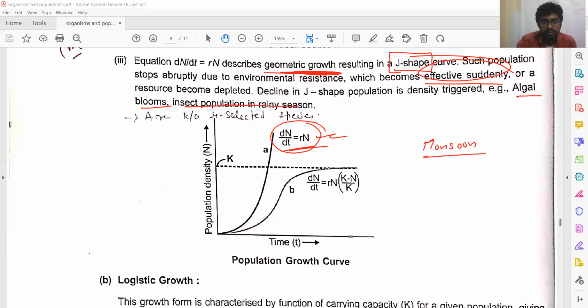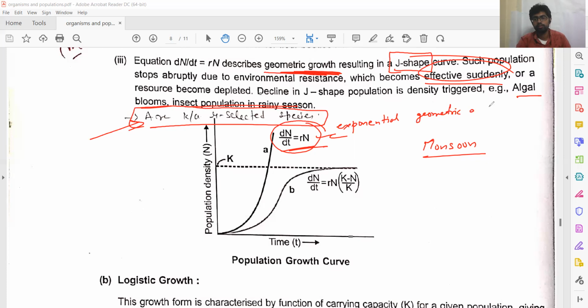So algal bloom, insect population in rainy season, again these population growths are called r-selected species, very important. So this is for exponential or geometric growth.